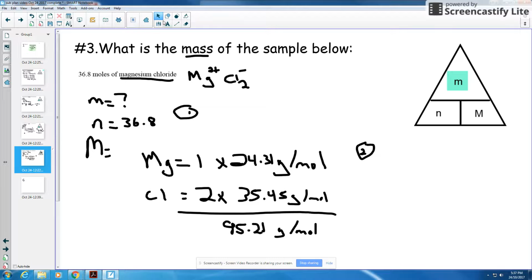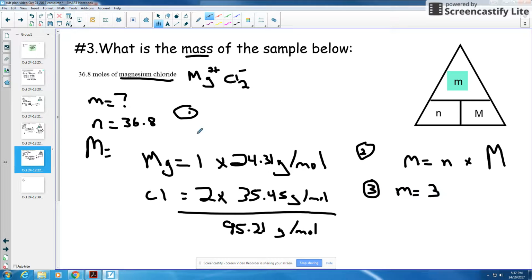Okay, so step 2, write out that formula. And so we have mass is equal to N times M. Don't have to try and memorize that. Maybe now would be a good time to throw that on your data booklet. Step 3, substitute. So the mass is equal to the number of moles, which hopefully you guys are like, hey, you forgot to write your units. All right, so it was 36.8 moles. And we're going to multiply that. Sorry, out of room there. We're going to multiply that by my molar mass. And you're going to get an answer.